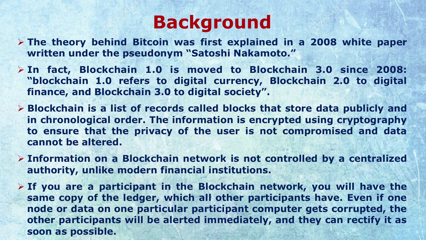Blockchain is a list of records called blocks that store data publicly and in chronological order. The information is encrypted using cryptography to ensure that the privacy of the user is not compromised and data cannot be altered. Information on a blockchain network is not controlled by a centralized authority, unlike modern financial institutions. If you are a participant in the blockchain network, you will have the same copy of the ledger which all other participants have. Even if one node or data on one particular participant's computer gets corrupted, the other participants will be alerted immediately and they can rectify it as soon as possible.